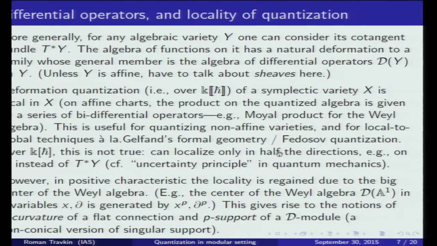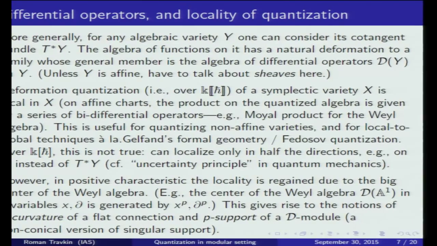Now for the global picture: differential operators and locality of quantization. More generally, for any algebraic variety Y, one can consider its cotangent bundle T star Y. The algebra of functions on T star Y has a natural deformation to a family whose general member is the algebra of differential operators, D of Y, on Y. If Y is not affine, we have to talk about sheaves of differential operators, but the affine picture gives you the same idea.